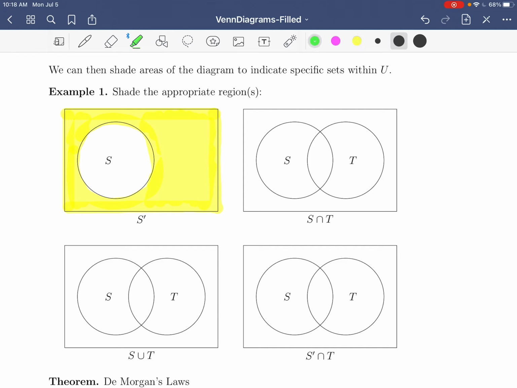Okay, so slightly harder. Now I have over here the universal set with two sets, S and T. So this is circle S and this is circle T. And I want to shade S intersect T. So S intersect T is elements in both S and T. So for the shading, that's going to be where these circles overlap. So it's just going to be this region here.